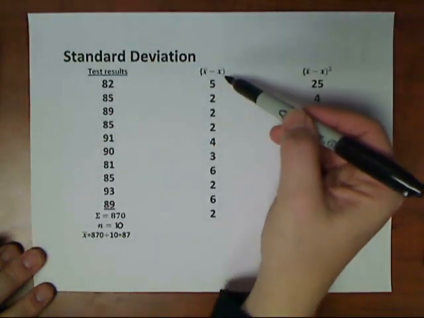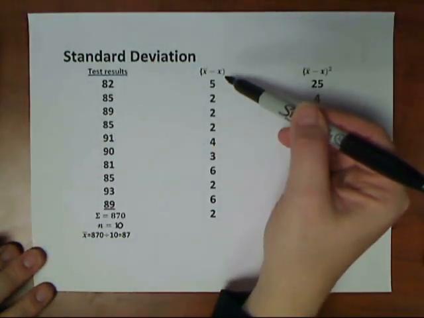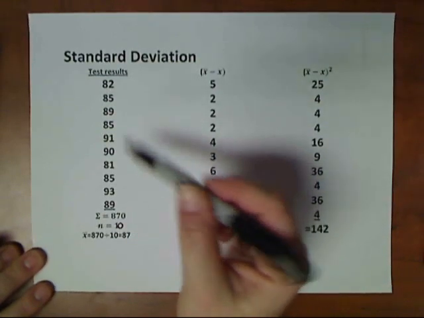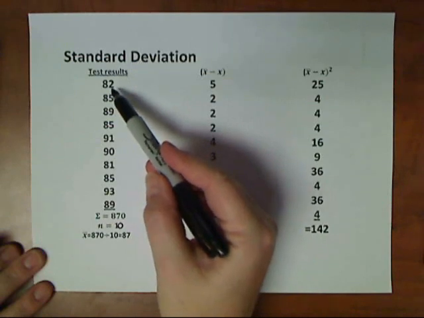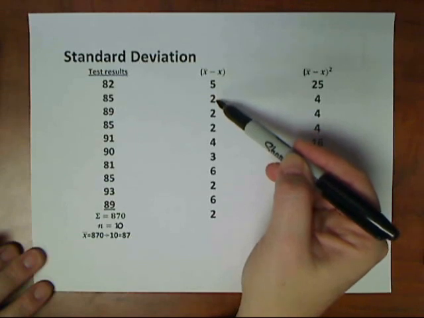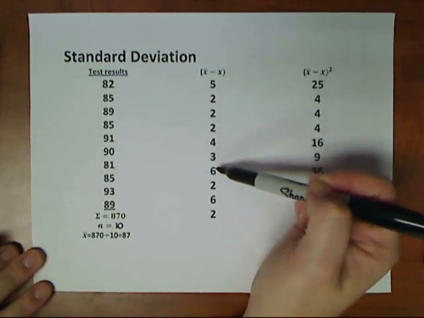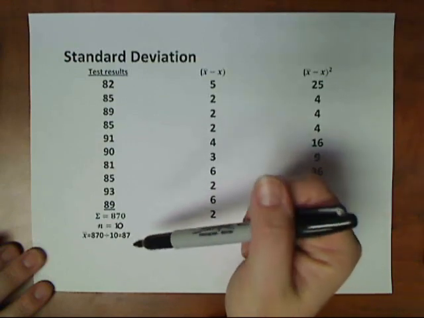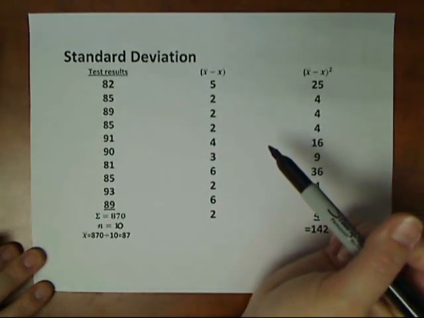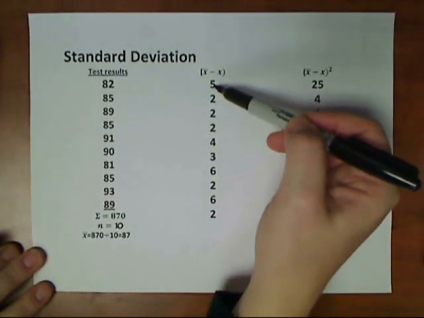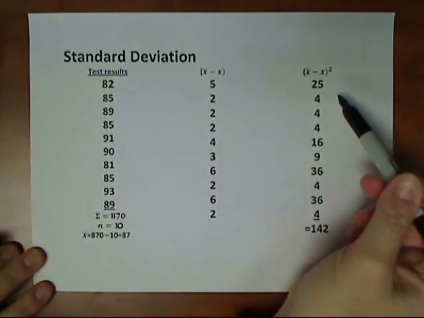Our next column is where we take the mean minus x. So we have our mean down here, which is 87. We are going to subtract that from all of our results above. So in this case, you would get a 5, 2, 2, 2, 4, 3, 6, 2, 6, and 2 by subtracting the mean minus the x. Now, the third column, you take everything from the second column and you square it.